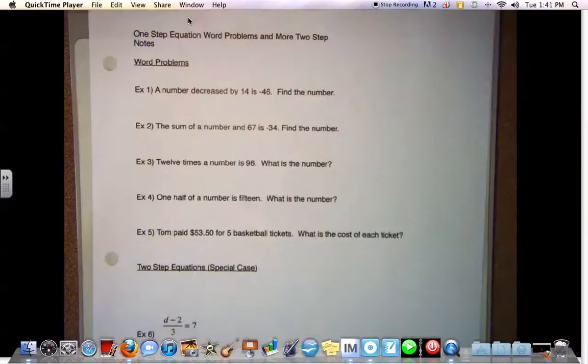All right, so today we're working on one-step word problems and more two-step problems. We're going to take word problems and convert them into math symbols and solve them. If you see words like sum, that implies what operation? Addition. If you see something is decreased by something else, that implies what? Subtraction. Okay. So the first one, example 1, reads, a number decreased by 14 is negative 46.